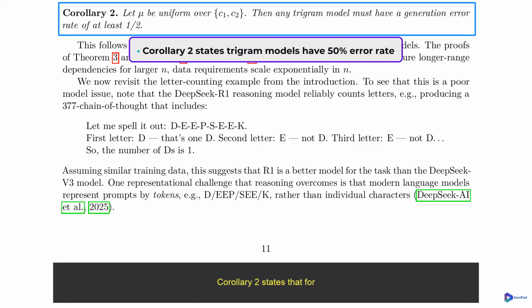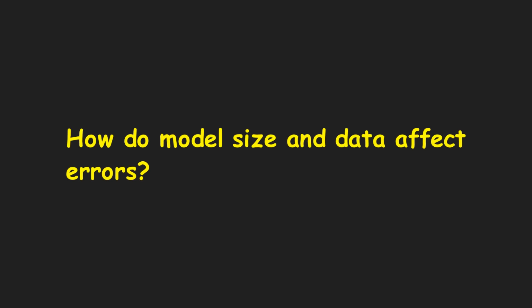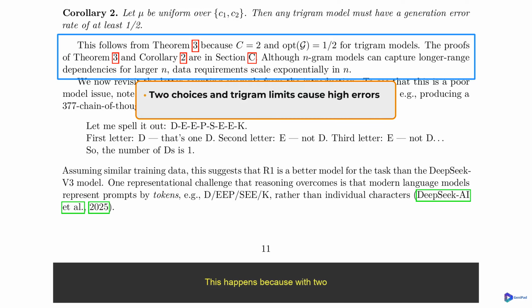Corollary 2 states that for uniform prompts, any trigram model must have at least a 50% error rate, which is huge. This happens because with two choices and trigram limitations, the best classifier error is 50%, forcing generation errors to be high. Bigger models need way more data to improve.